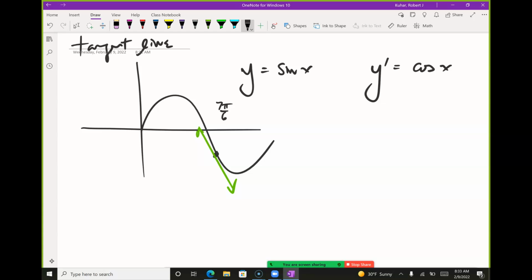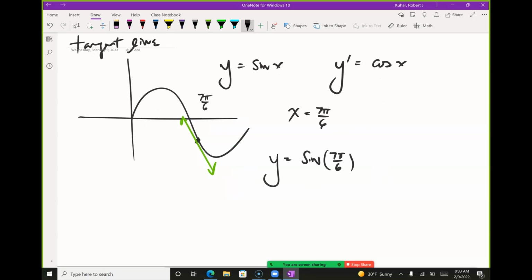So we've got x equals 7 pi over 6, right? Y equals sine of 7 pi over 6. Yes? This is the same as negative sine of pi over 6. And sine of pi over 6 is 1/2. Is this freaking anyone out?